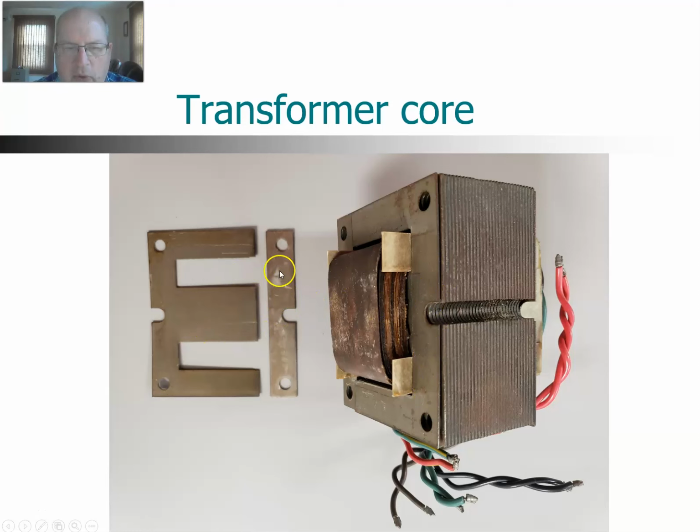I pried one off, and this is what they look like. And the coils of wire, of course, wind around here. And these are the coils of wire. So this would actually be on the face of the transformer like this. And there's actually a bolt that goes through here that I've removed in order to take apart this transformer to give you an idea how that laminated core works.